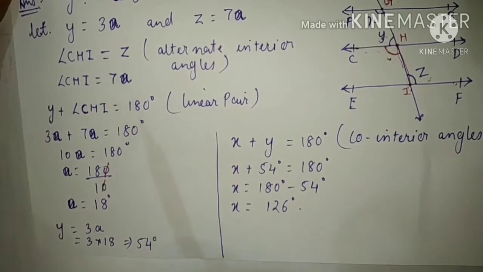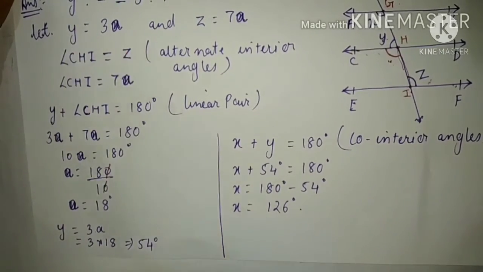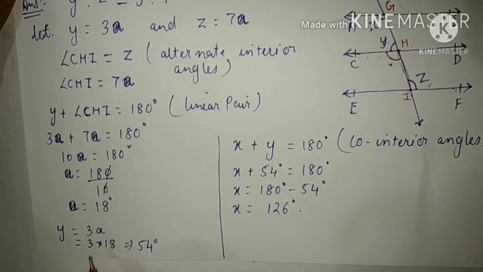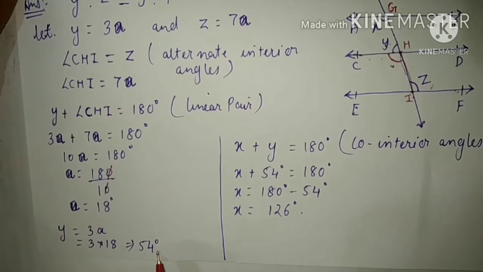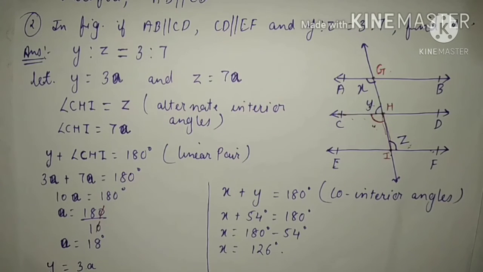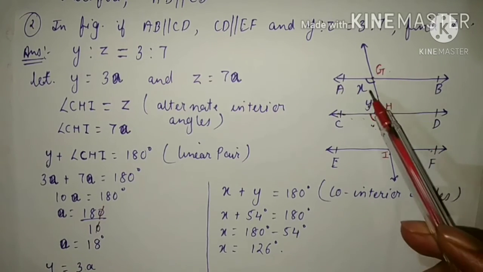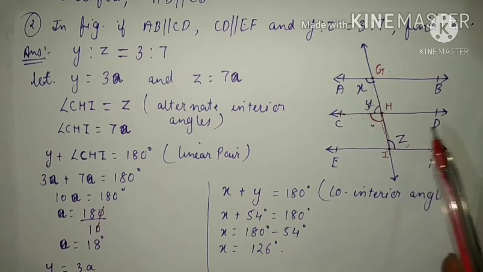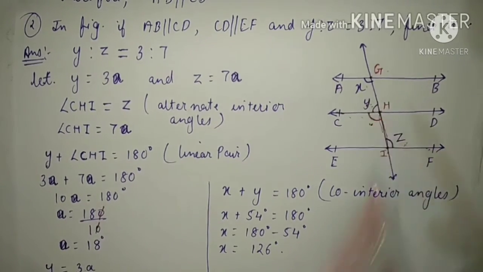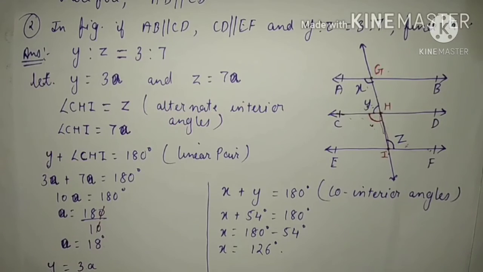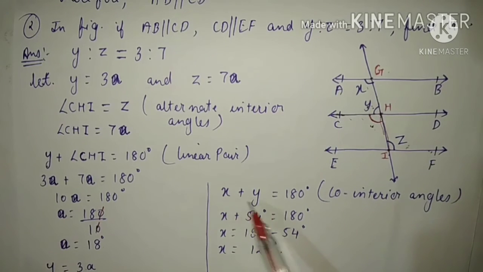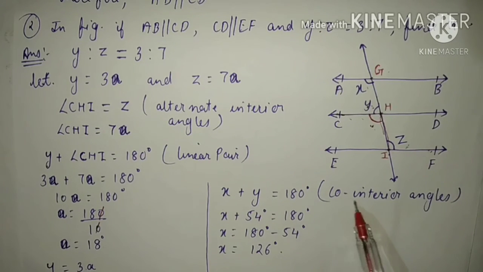Now what is the value of y? Value of y is 3a, so y is equal to 3a. Now put the value of a here. 3 into 18 is 54, so the value of angle y is equal to 54 degrees. Now again see the figure. In the introduction video I have told you that whenever a transversal intersects two parallel lines, these two angles are called co-interior angles or angles on the same side of the transversal, and the sum of these two co-interior angles is equal to 180 degrees. So x plus y will be equal to 180 degrees. Why? Because they are co-interior angles.